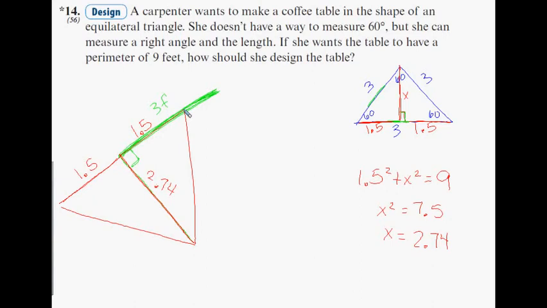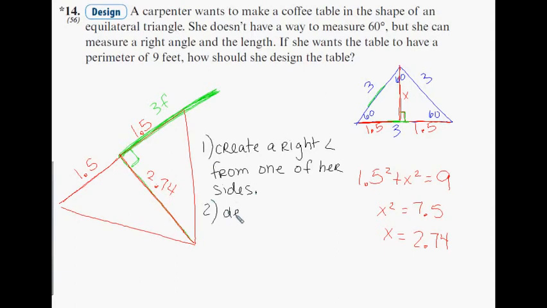First thing she needs to do is create a right angle from one of her sides. Okay, that's going to be step 1. Step 2 is determine the altitude using the Pythagorean theorem. Okay?